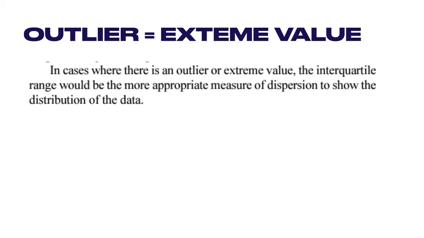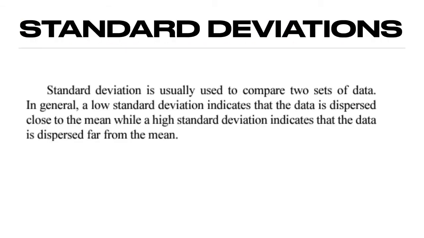Standard deviation is usually used to compare two sets of data. In general, a low standard deviation indicates that the data is dispersed close to the mean, while a high standard deviation indicates that the data is dispersed far from the mean. So we prefer a low standard deviation. The lower the standard deviation, the more consistent the data is.